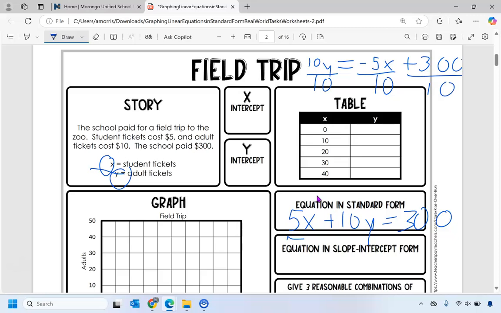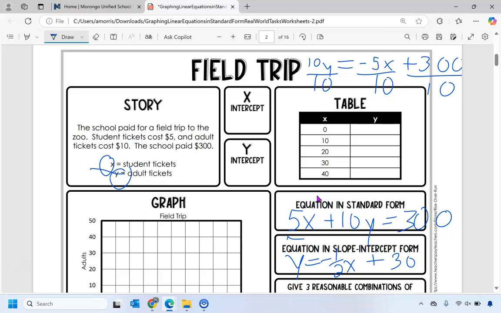And so my equation is going to be y equals negative 5 over 10, which can be reduced to negative 1/2 or 0.5 x plus, and 300 divided by 10 is 30. So that's the equation in slope-intercept form, right? Now, let's talk about what this means.